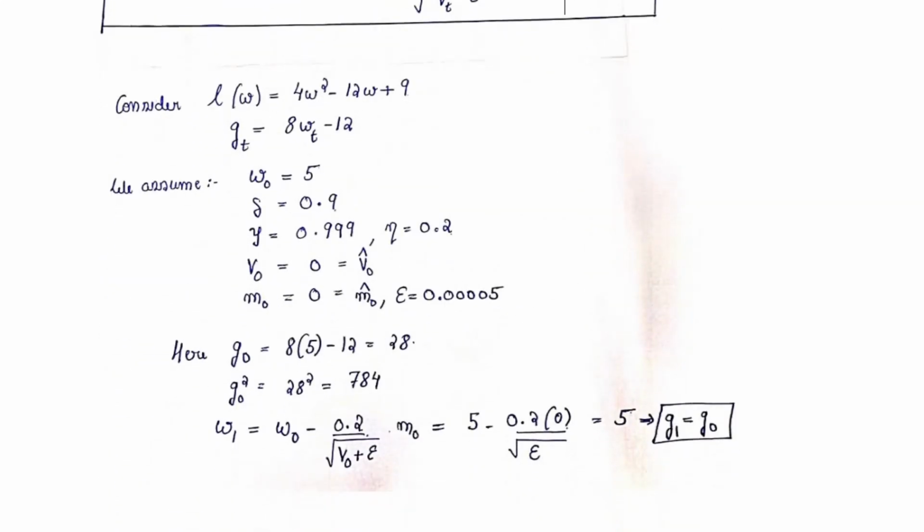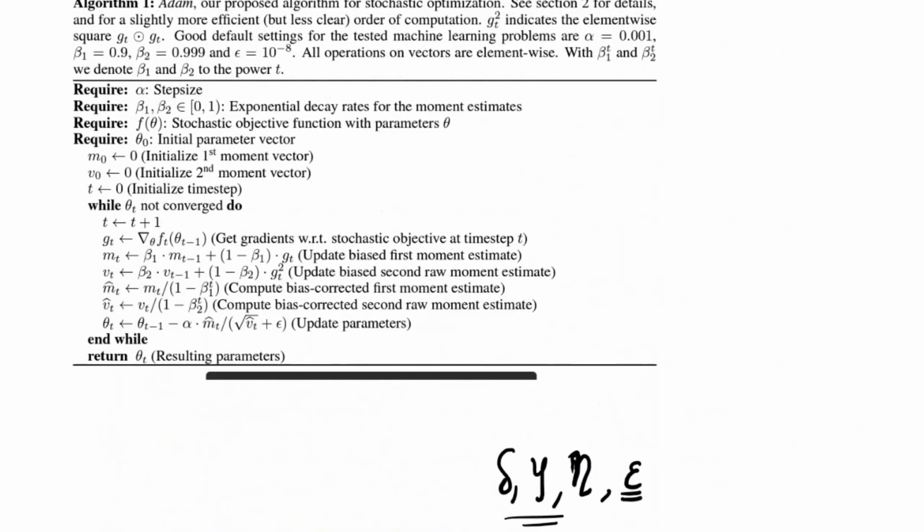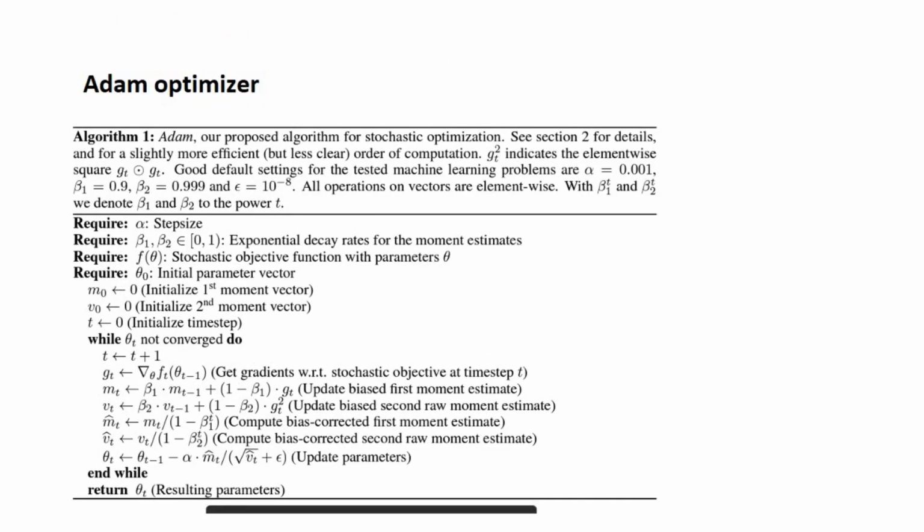We consider the same example we did previously, and we start with L(W), which is the loss function. We know the gt. We start with W0 as 5, the initial weight as 5. We start with delta and gamma as 0.9 and 0.99. This is actually mentioned in the paper. Yeah, it's mentioned over here that delta, or in their case beta 1, is 0.9, and gamma, which in their case is beta 2, is 0.999.